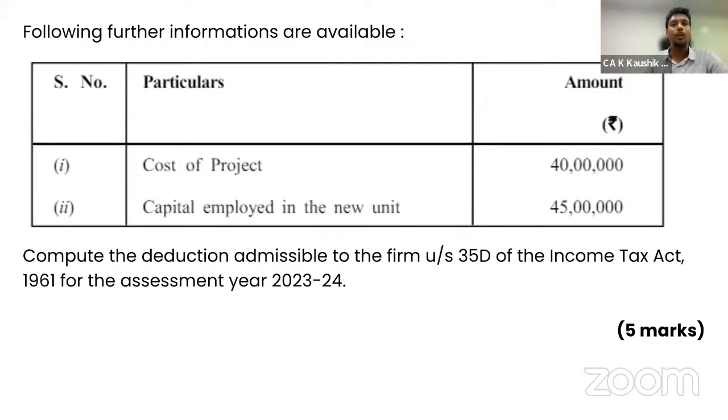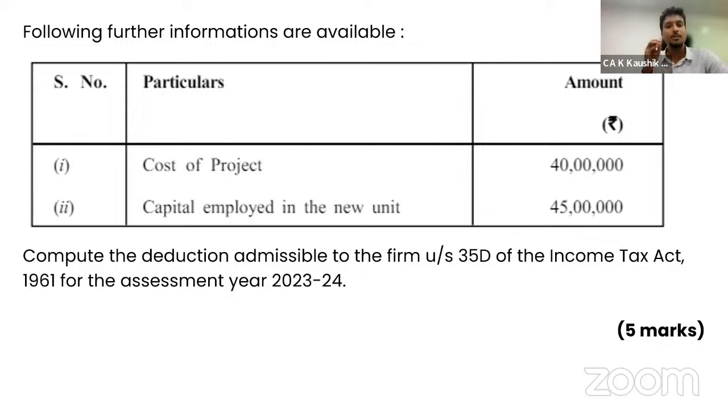Further, the following information is given: the cost of the project is 40 lakh and the capital employed in the new unit is 45 lakh. Very, very simple. If you know the provision, this is a 2-minute answer. There is nothing more, nothing less in this.